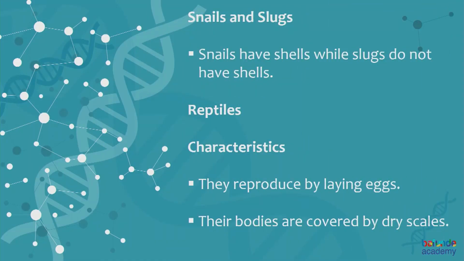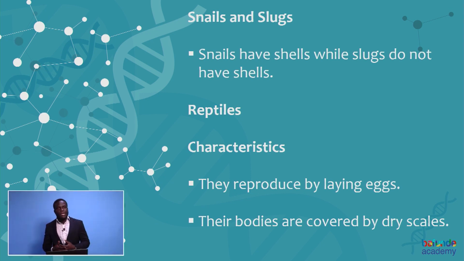And then the last group of animals that are under cold-blooded animals are called the reptiles. Reptiles have their characteristics. A snake is a reptile, a crocodile is a reptile. They reproduce by laying eggs. A crocodile will reproduce by laying eggs, and a snake will reproduce by laying eggs, which are then fertilized. After it is fertilized, it hatches into a young one that then matures.